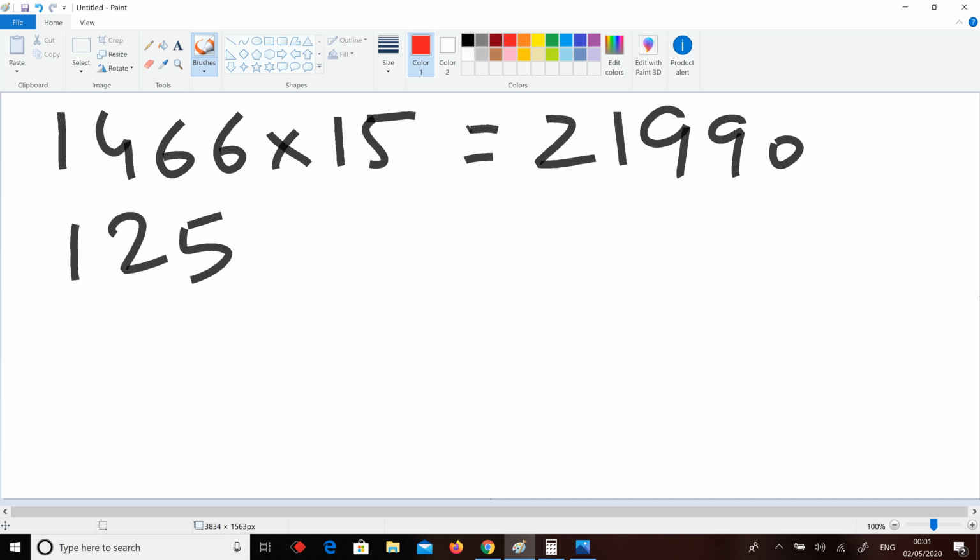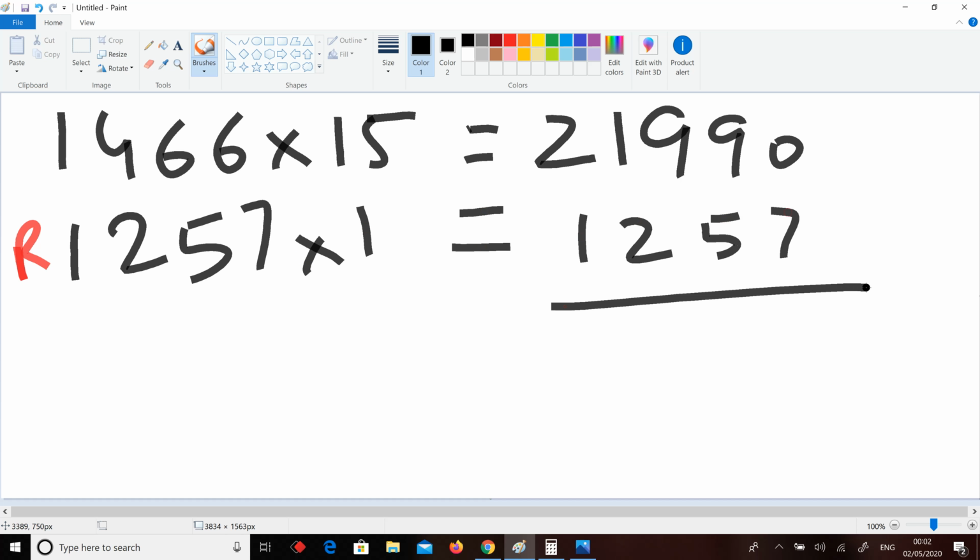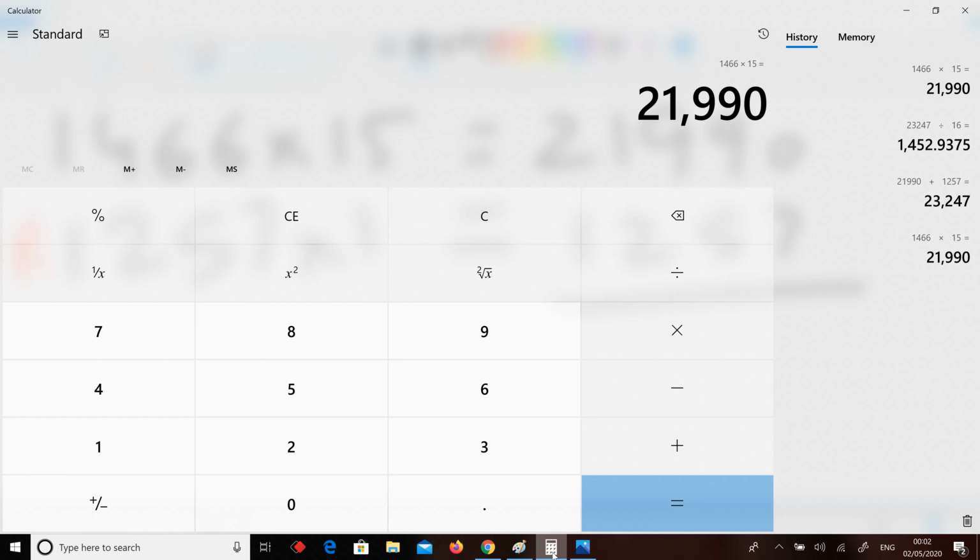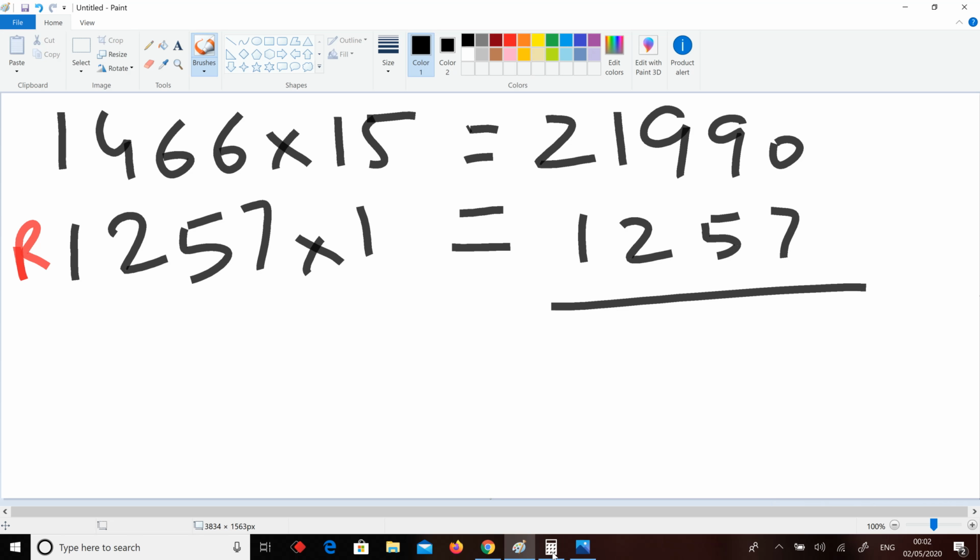1257, let me write it down as R. R stands for rights issue. So now 1257 for 1 share for every 15 they are holding, that becomes 1257. Now adding the same, 21990 plus 1257, that becomes 23247.